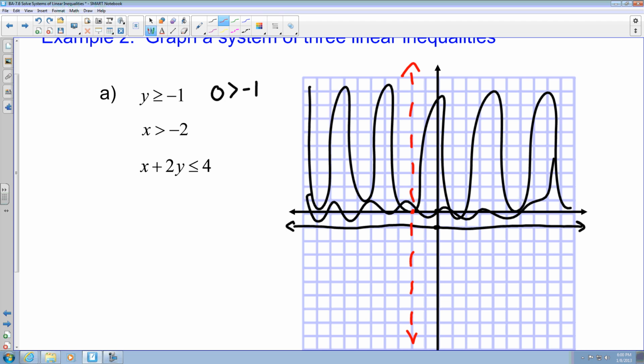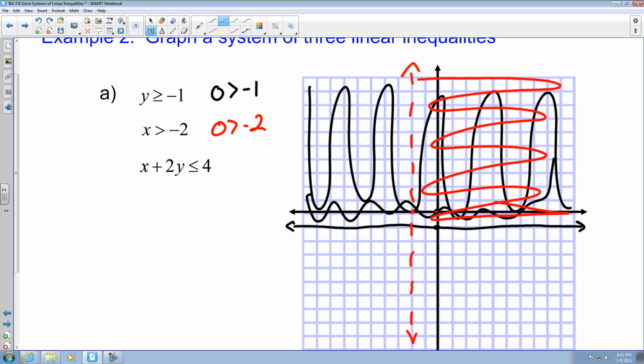All right, now I got to do some shading. I can still use the test point of 0, 0. So I can see that 0 is greater than negative 2. That holds true. But what I'm going to do is shade just the portion that overlaps the black. So if it was just these two equations, my finished shaded region would be where the two colors overlap. Okay?